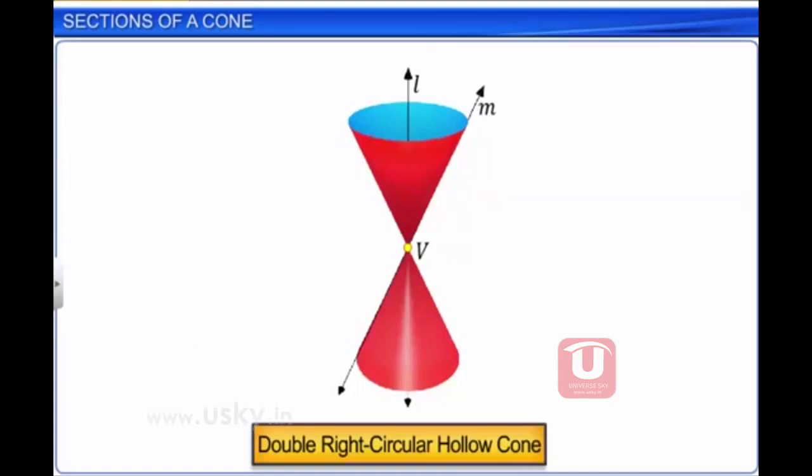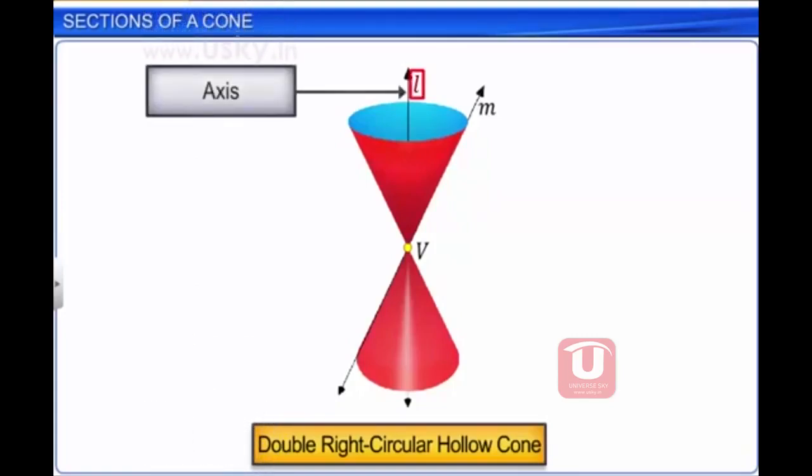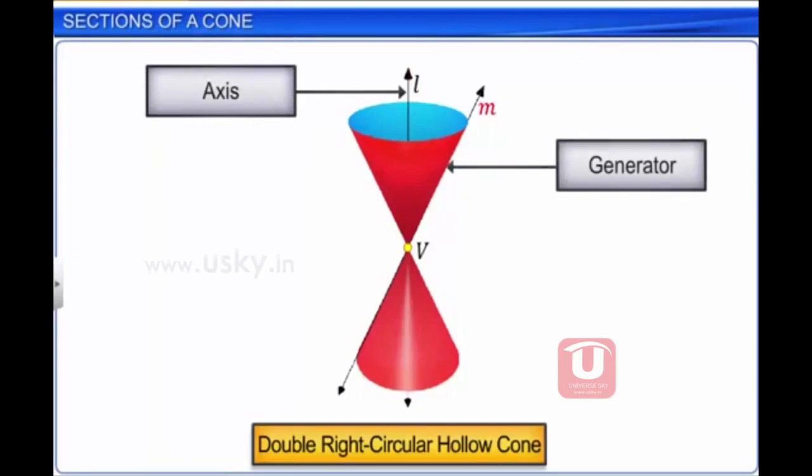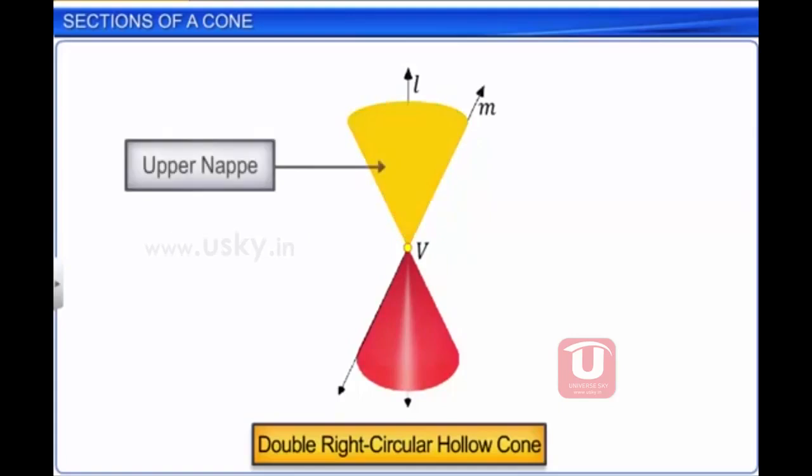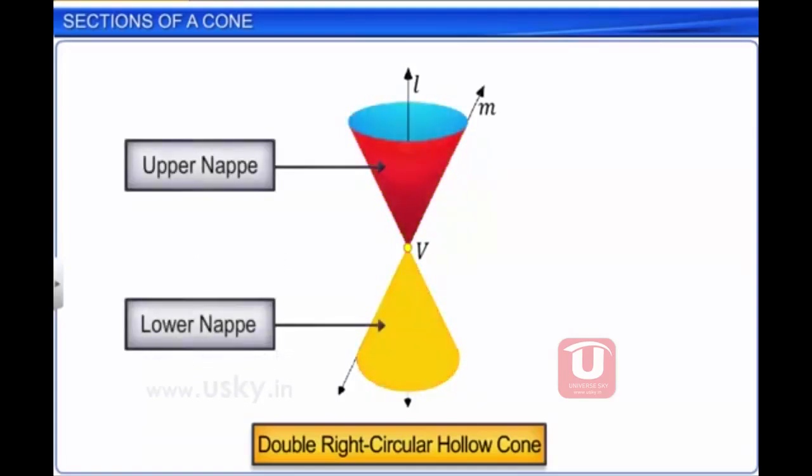The fixed vertical line passing through the center of the cone is called its axis. The rotating line M that generates the surface of the cone is called the generator. The fixed point at which the generator cuts the axis is called the vertex of the cone. The cone is divided into two parts by the vertex. The upper part is called the upper nape, and the lower one is called the lower nape.